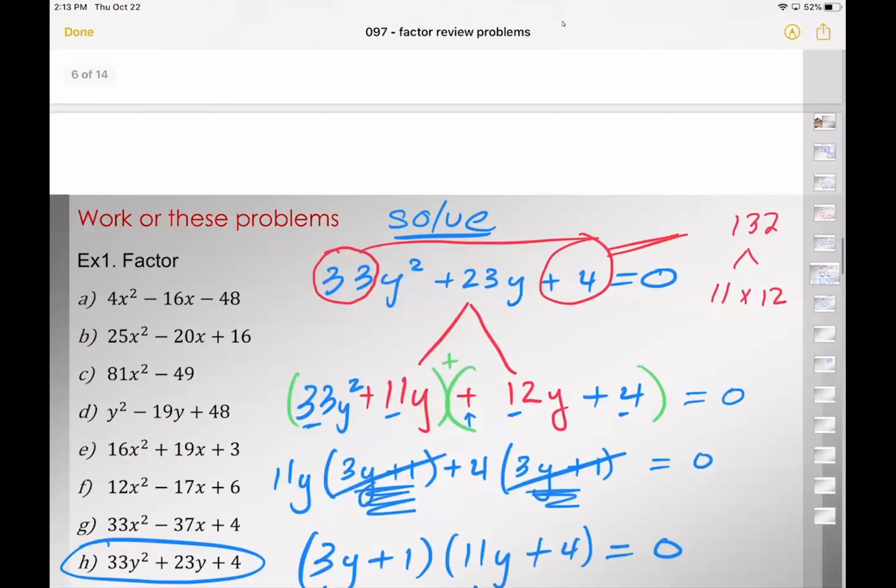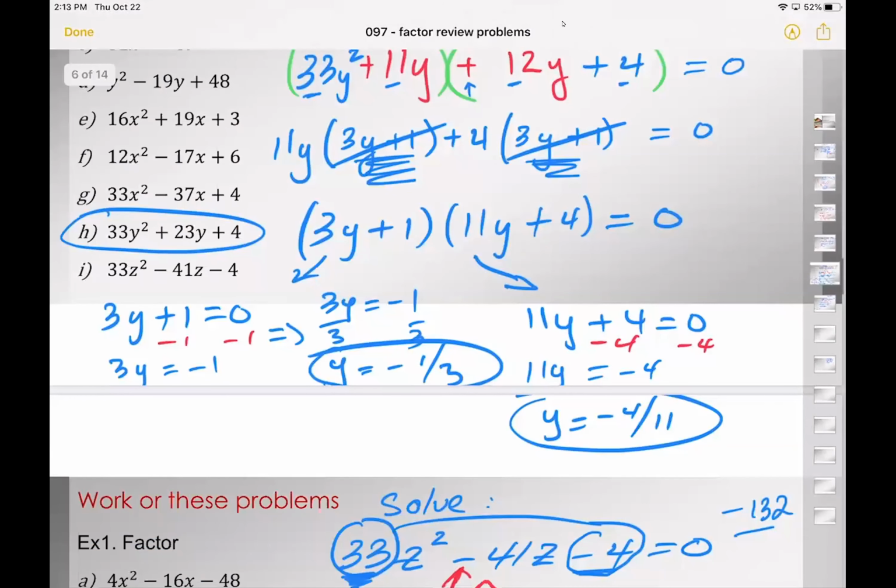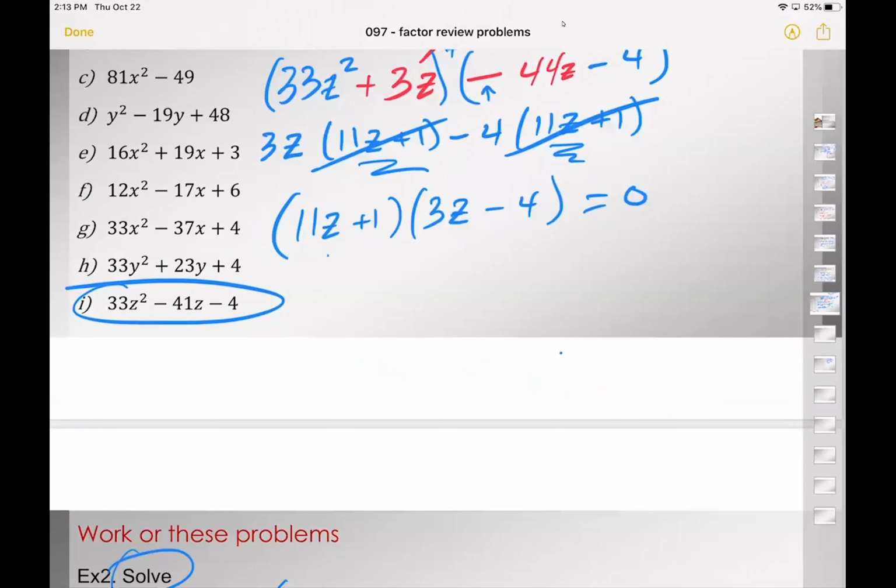So once we have this, the only thing we need to do is take the first item, 11z plus 1, set it equal to 0. Take the second item, 3z minus 4, equal to 0. Take each of your parentheses, set it equal to 0, and solve for z. And in this case, to solve for z, I need to subtract 1.